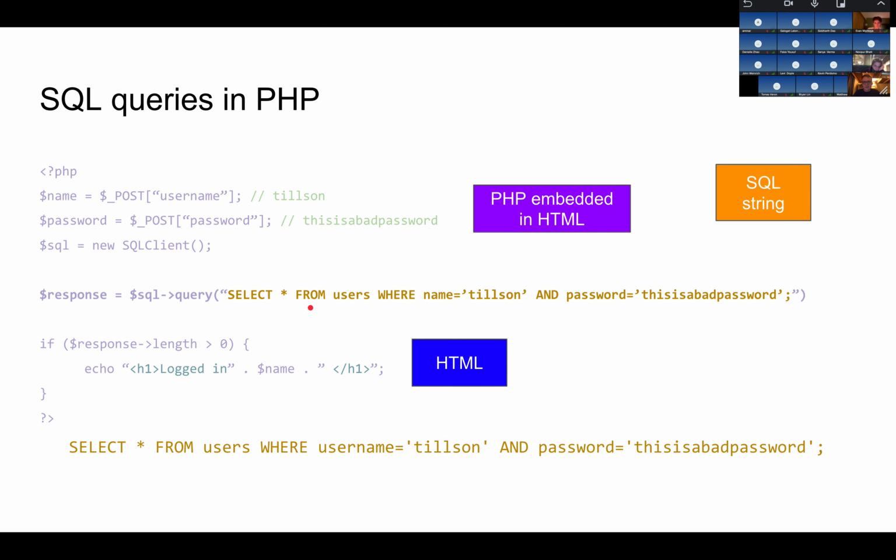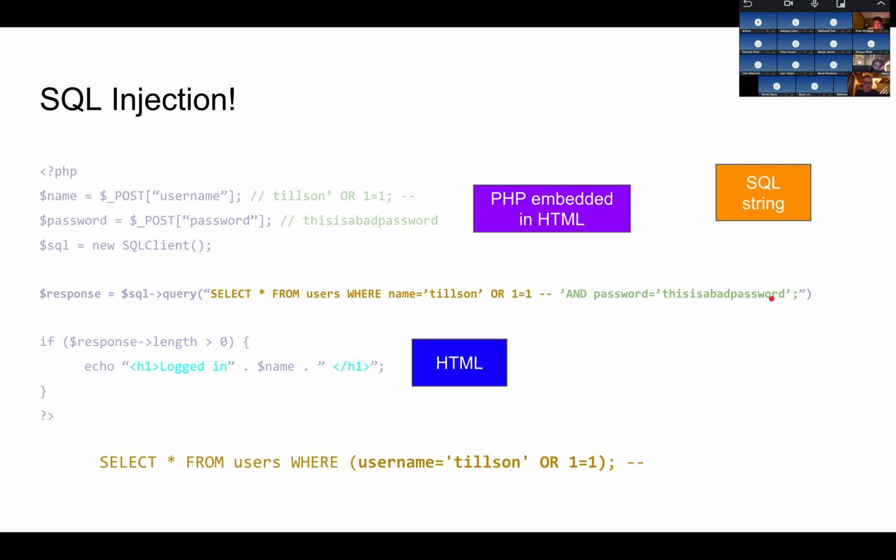This is kind of pseudocode here, but if I were to pass in Tilson and I were to pass in "this is a bad password", then this query is basically going to reduce down to select all from users where name is Tilson and password is "this is a bad password". So that's just hammering in the thing from the prior slide.